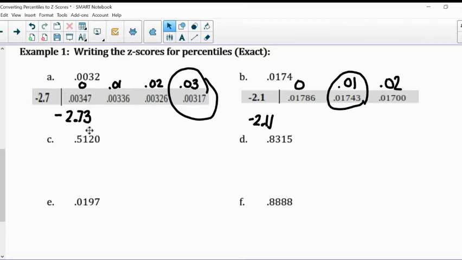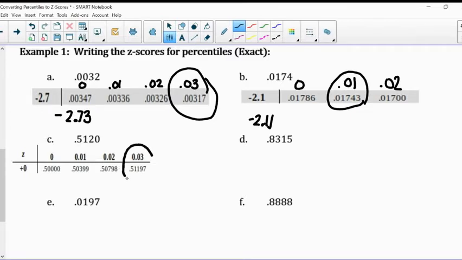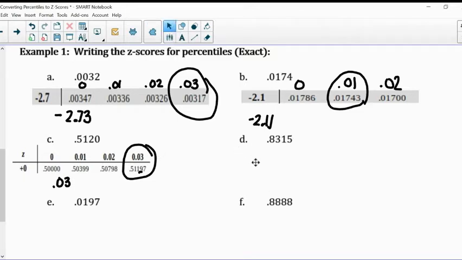All right, let's try another one. So find a number on your z-score table that's close to 0.5120. Okay, this one I was able to get everything nice and easy for you to see. Sometimes it's really difficult, but if we look right over here, 0.51197, this would round to 0.5120 because the 19 turns into a 20 because of that 7 after it. So this z-score value is literally just the number up top, 0.03. Are you getting the hang of it? Let's go ahead and try another one.